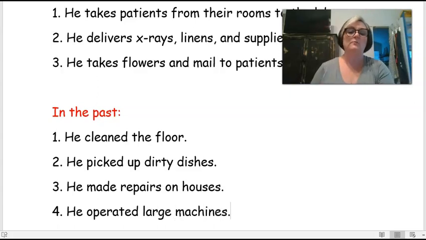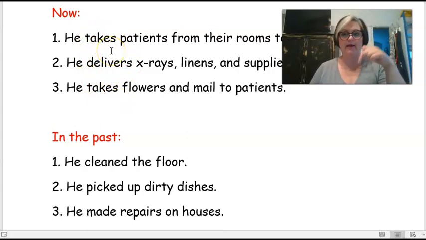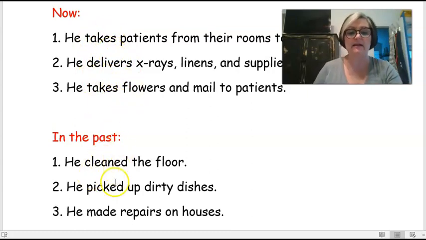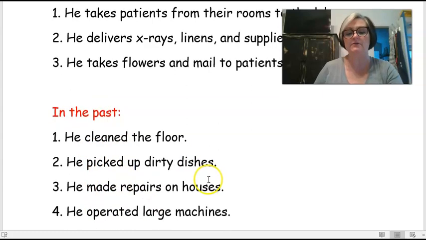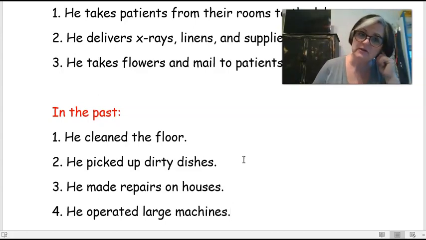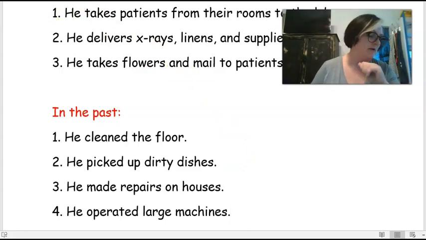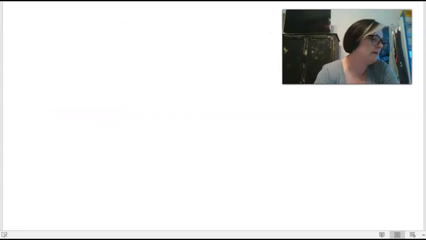Okay, so we know that he's doing these things now because the verbs takes, delivers, and takes all mean right now. And in the past, he cleaned, he picked, he made, and operated, sorry. Those are all verbs in the past. So if you go ahead and make any changes or corrections that you need to, you can pause your video and then come back and we will start on the next activity.